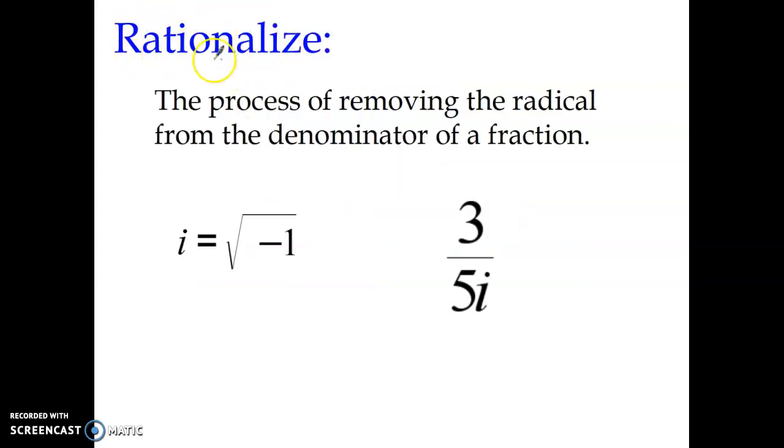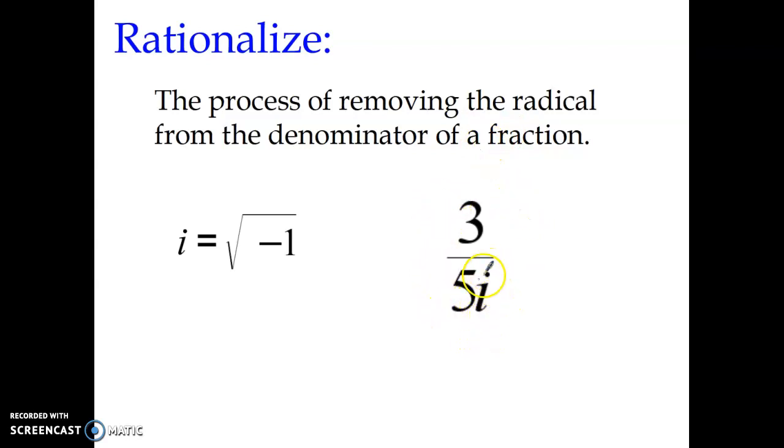You remember the definition of rationalize that I had you guys write down before. Rationalize is the process of removing the radical from the denominator of a fraction. So look at this one. Here's an imaginary denominator, but I don't see a radical. Remember, radical is a square root or a cube root or something like that. And if you look at this one, you don't see anything.